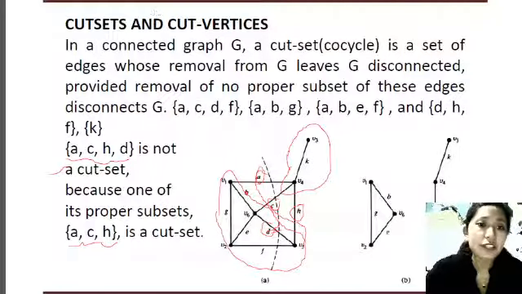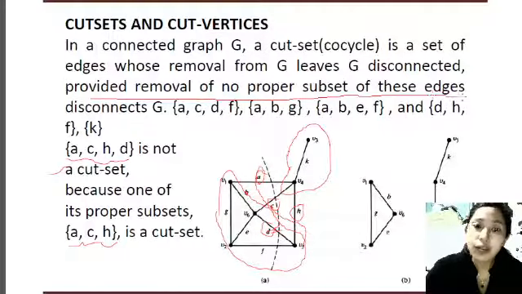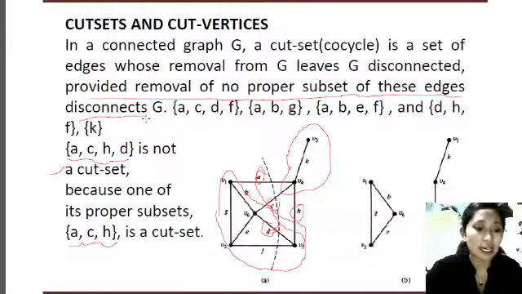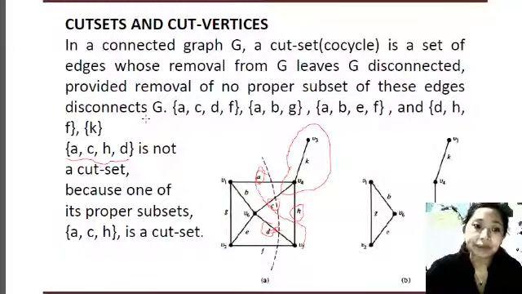So as per the definition, for a set of edges to be a cut set, its proper subset should not be another cut set. That means its proper subset should not be disconnecting the entire graph, which means that the set has to have the minimum number of edges that disconnect the entire graph.